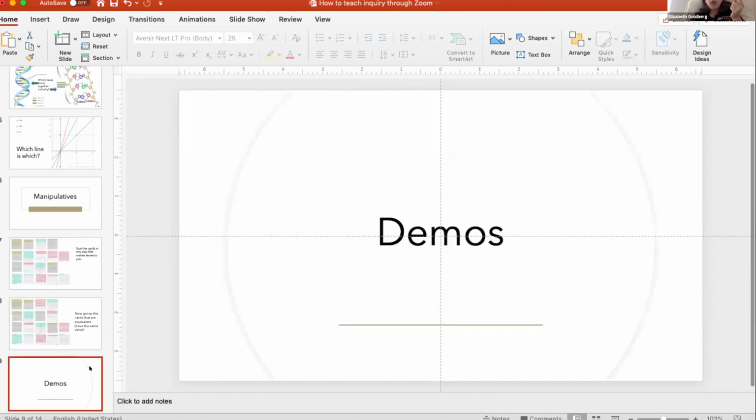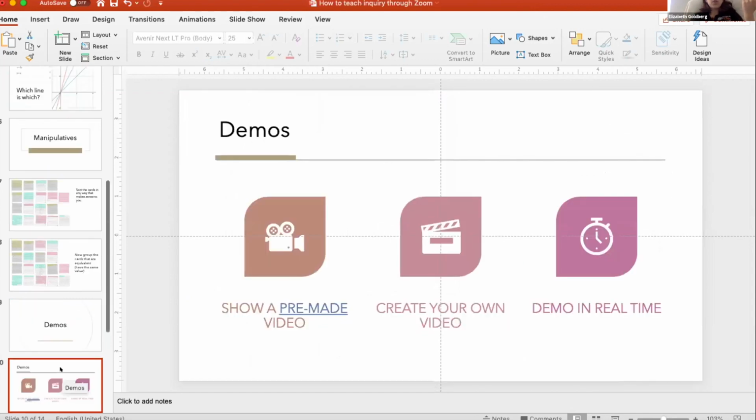Okay, what we're going to do now is talk about demos. So maybe you want to show the students something they don't physically have in front of them. You are welcome to do demos, and we have a couple of options there.